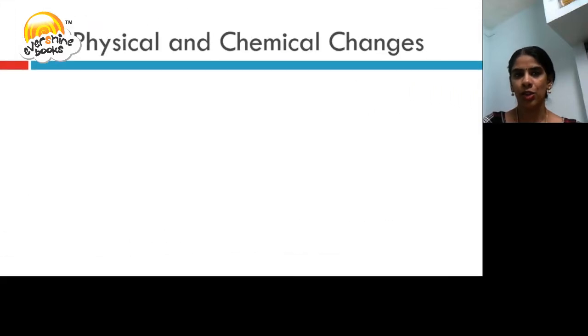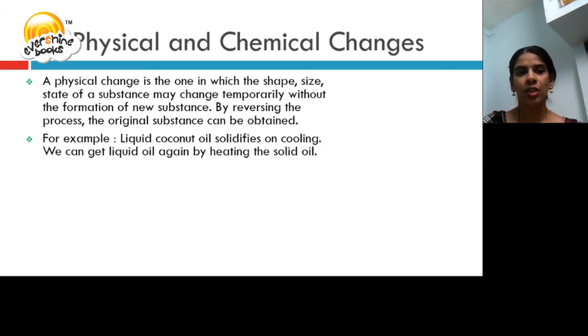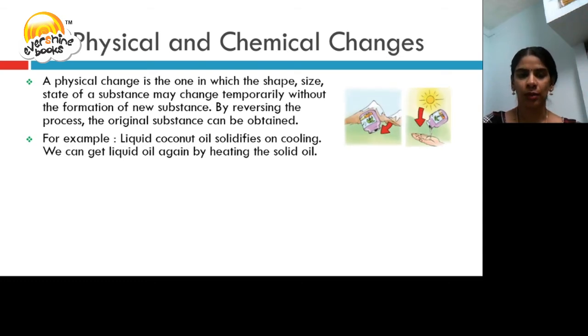Physical and chemical changes. A physical change is one in which the shape, size, or state of a substance may change temporarily without the formation of a new substance. By reversing the process, the original substance can be obtained. For example, liquid coconut oil solidifies on cooling. However, we can get the liquid oil back again by heating the solid oil.